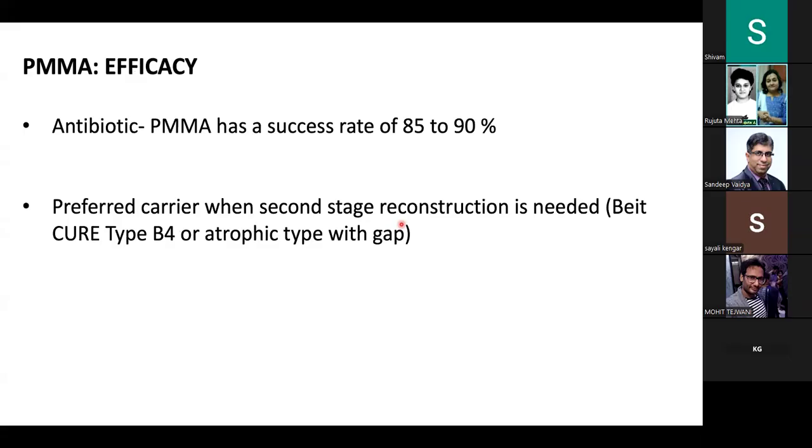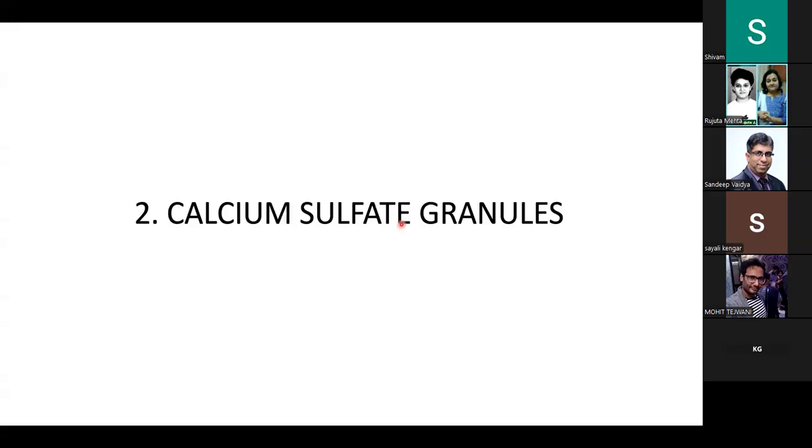But having said that, the literature still has a very high success rate of PMMA, and almost 85 to 90% of the cases, the infection control is achieved only after one debridement. So the efficacy is still pretty high. And in cases where you need to do a staged reconstruction, where you anyways need to go in again to put a bone graft or anything, I think cement is the preferred option rather than calcium sulfate granules, because it also offers structural stability and it also leads to the formation of induced membrane, which we'll see in a short while.